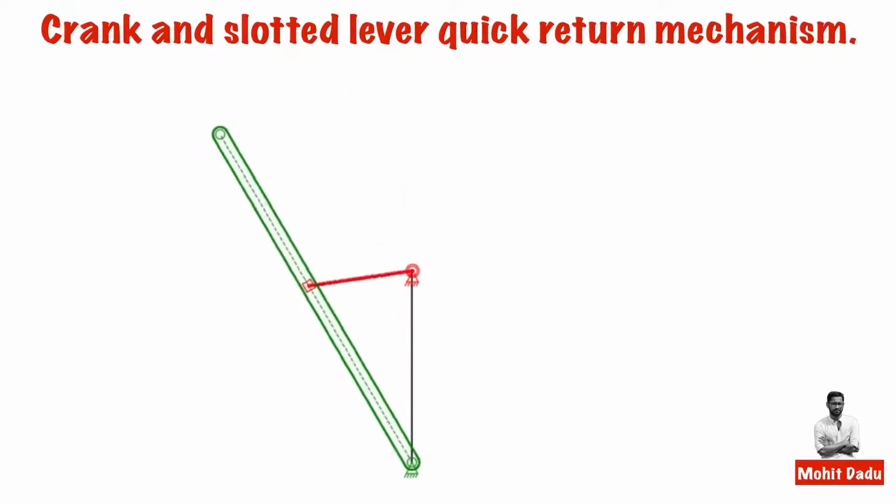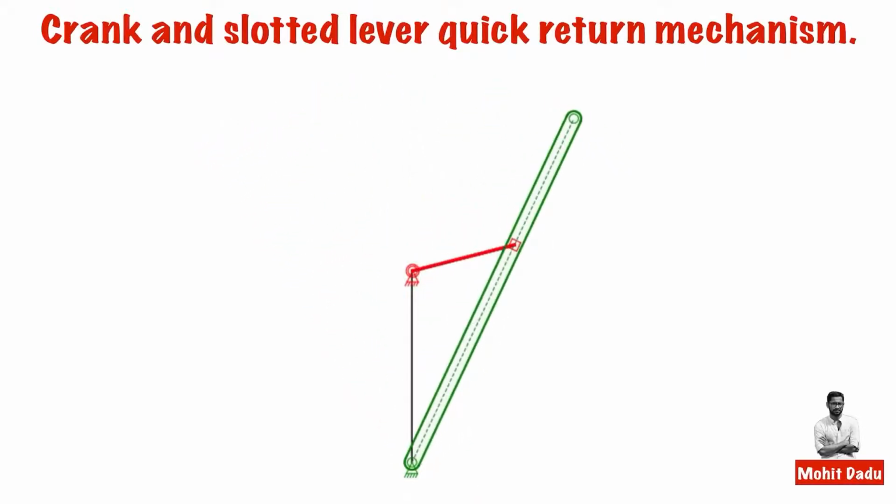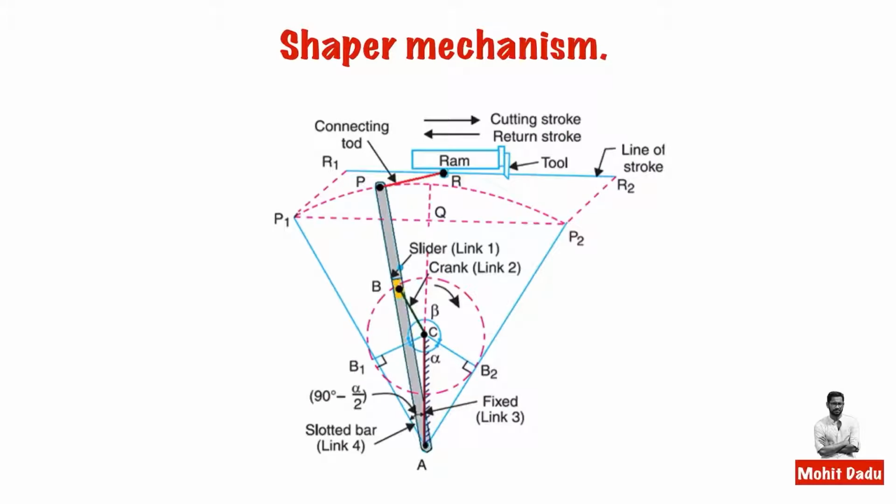So you can find the application of this crank and slotted lever quick return mechanism in the shaper. A shaper is used for machining, removing the material from the workpiece. So here you can see the fixed link and crank. At the end of the crank you have the slider, which is in yellow color, and it is inside the slotted lever. I am making some extra arrangements, or extra links, so that it can function in the shaper. So a connecting link is there which is connected to the ram, at the end of which the tool is attached.